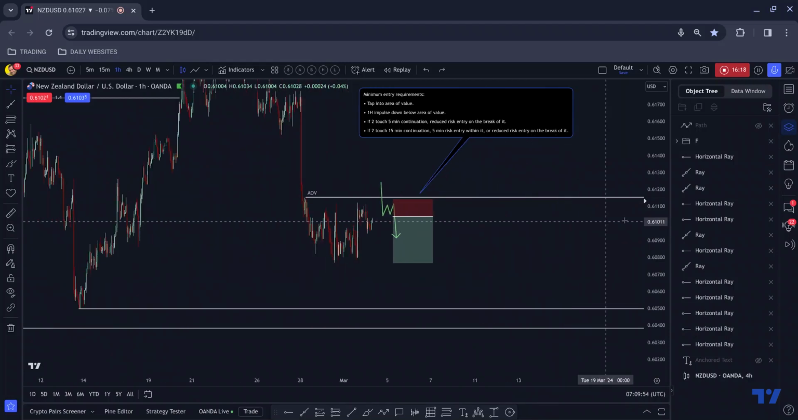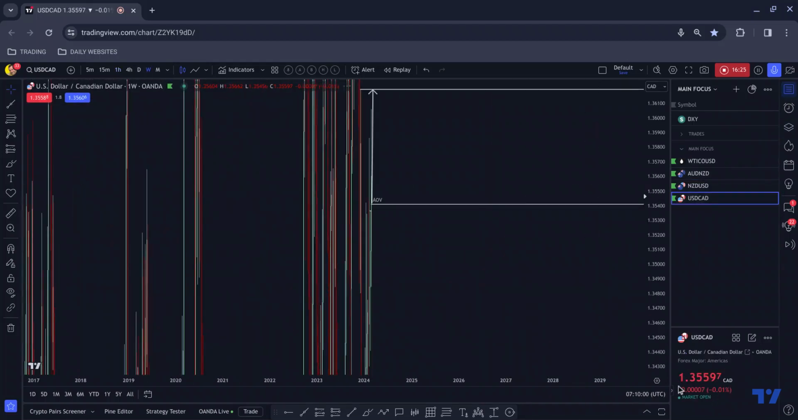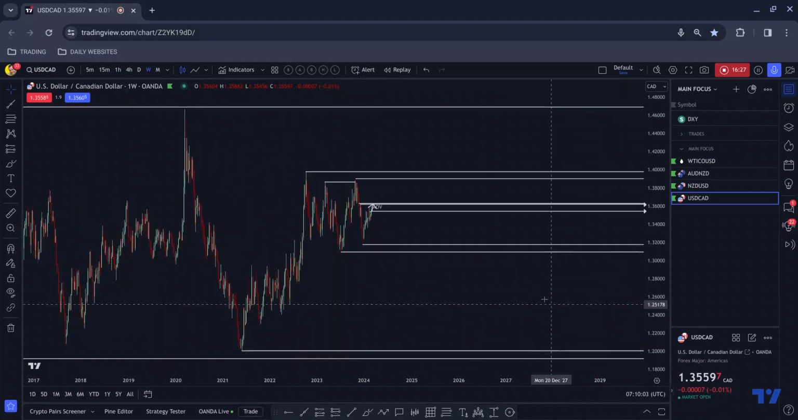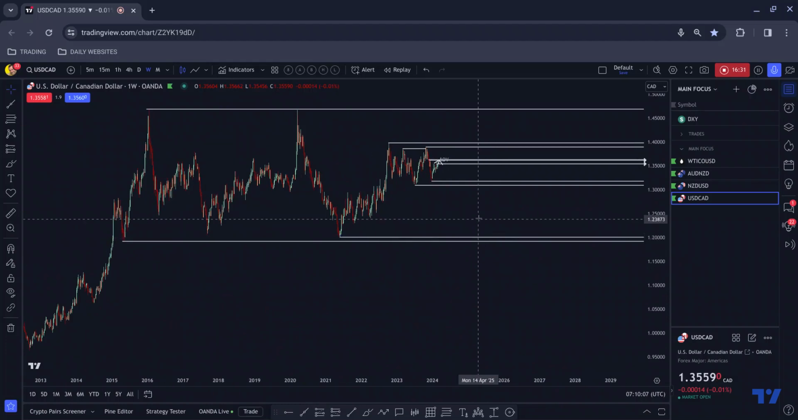Whether we get that or get it by the end of the day is another matter. But moving on to dollar CAD. So dollar CAD, this is a little bit of a hedge, okay? This is a slight hedge, and this is partly the slightly higher risk position.